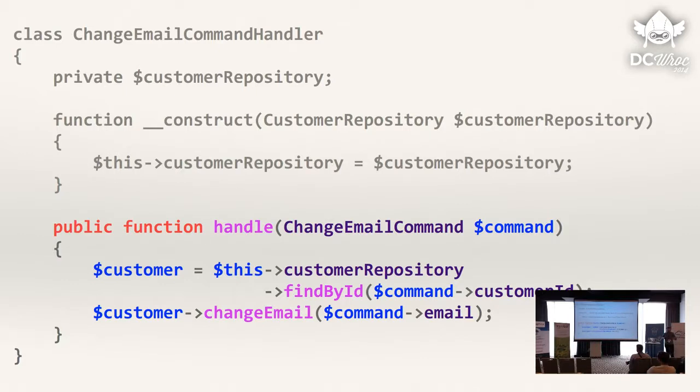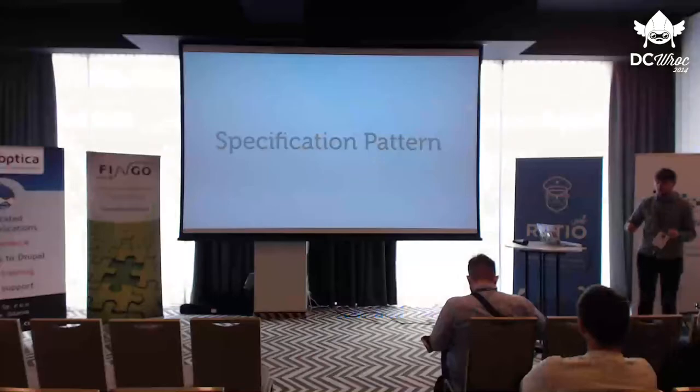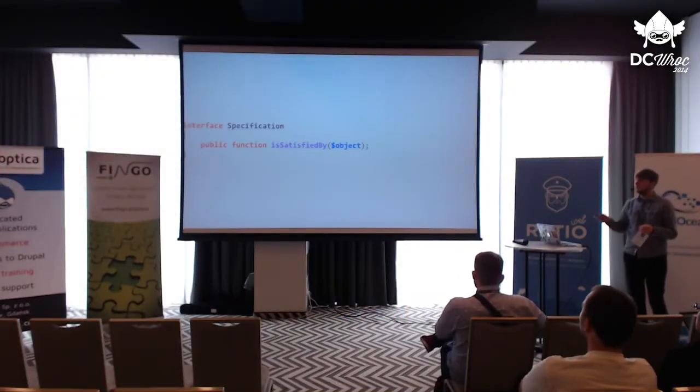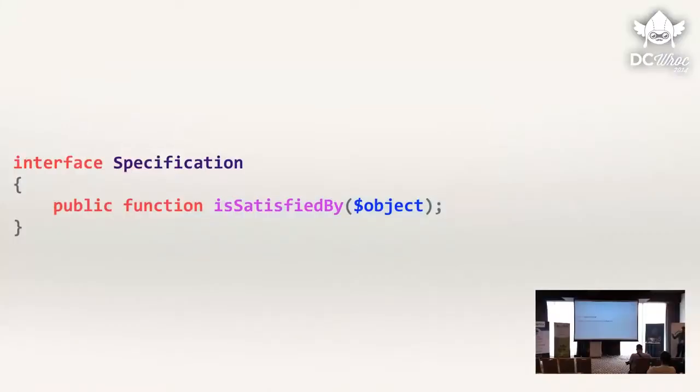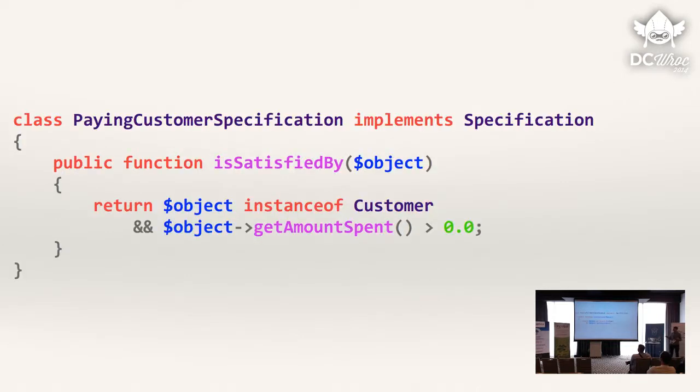And to make it even easier and express our intentions better, we can also use the specification pattern, which is again a really simple thing. The whole pattern is one simple interface, isSatisfiedBy, and you can write a specification for a paying customer. So the paying customer specification will have the method isSatisfiedBy that will check if our object is an instance of Customer, and this customer spends some money. And then we can use that and check if our customer is paying and apply it to something. So we have, let's say, a free delivery calculator, and we pass any specification really that will work.